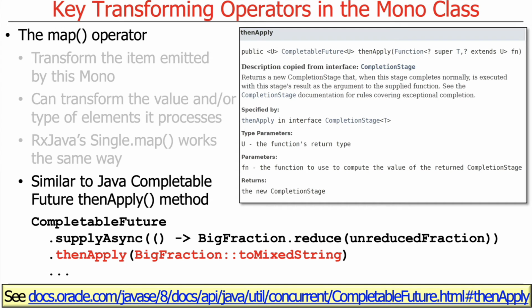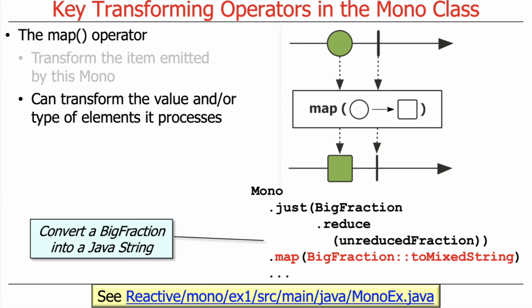We've seen this before. You're getting a chance to play around with stuff along these lines in programming assignment number 3, where we would go ahead and asynchronously reduce an unreduced big fraction using supplyAsync. And then we're going to go ahead and convert that completable future of a big fraction into a completable future of a string. So this is very similar to what we saw before. The main difference between this use of completable futures and what we saw earlier when we were talking about monos and singles is this particular instantiation of mono with just and map runs synchronously. We'll show later how we make it run asynchronously. It does not run asynchronously by default.